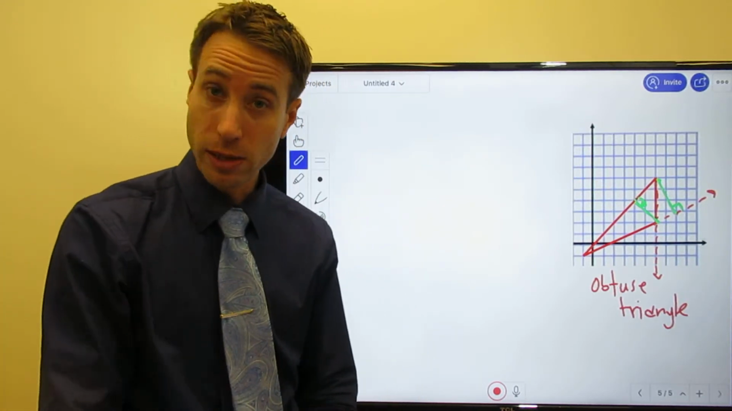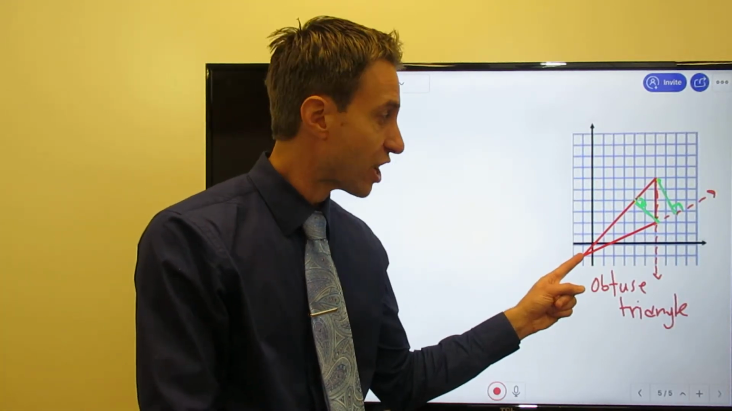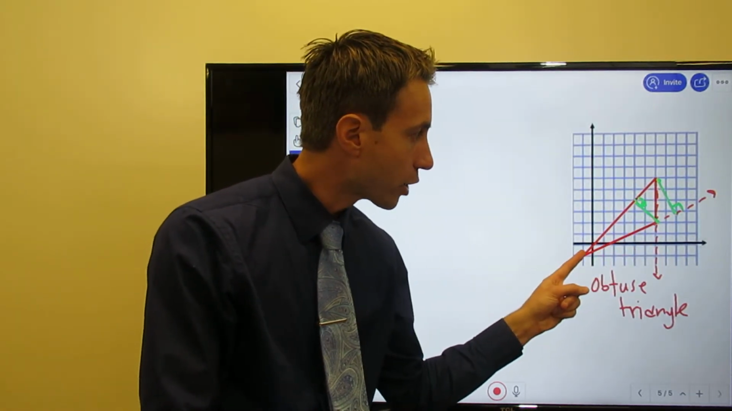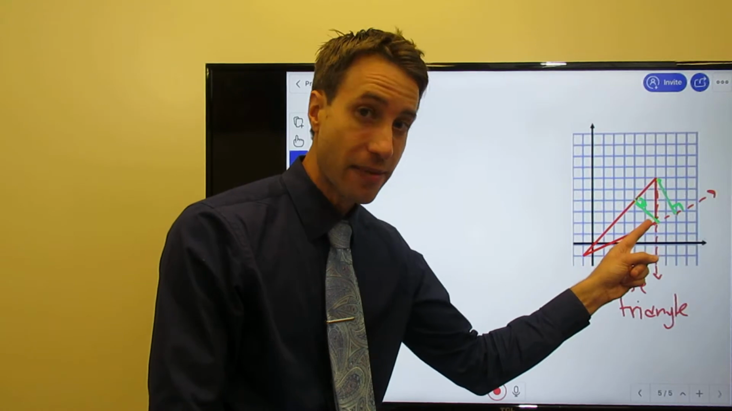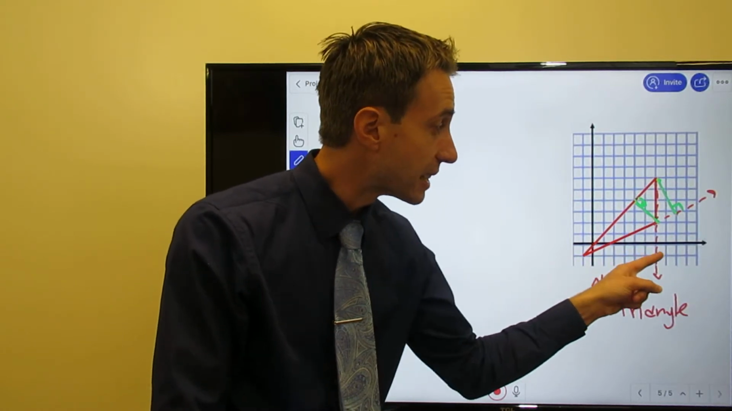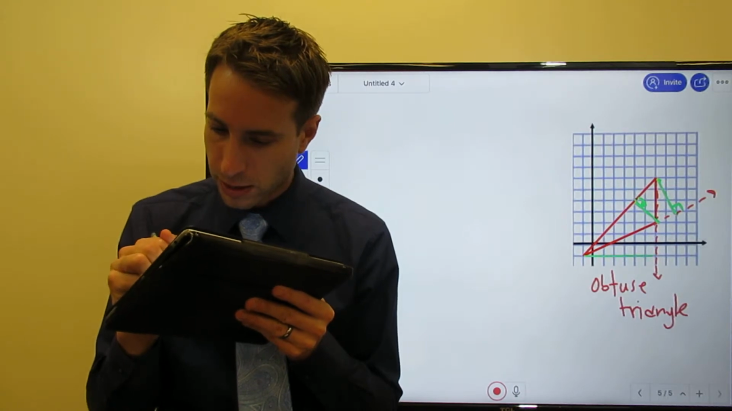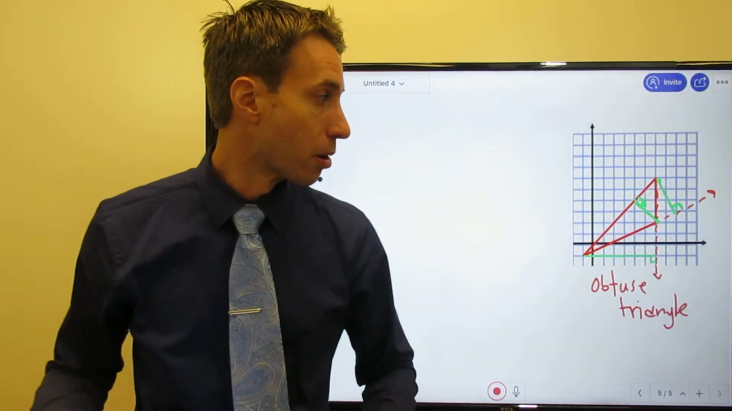So last one, vertex to its opposite side. Its opposite side would be this guy over here. There's no way to go from the vertex to the opposite side and have it be perpendicular unless it's outside the triangle. This one's actually pretty easy. We'll just come straight across. That definitely will be perpendicular.